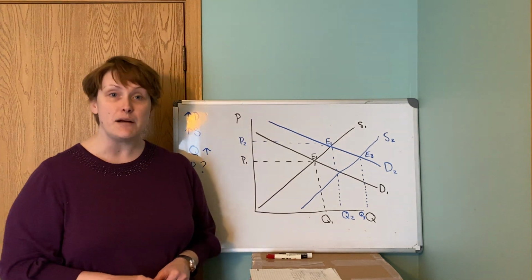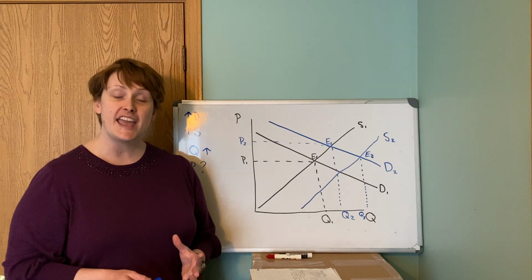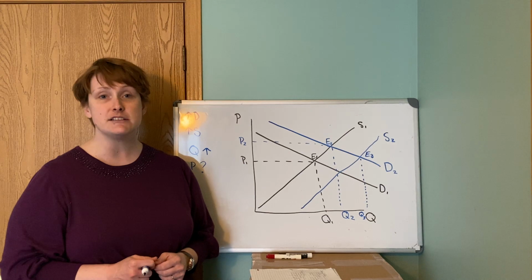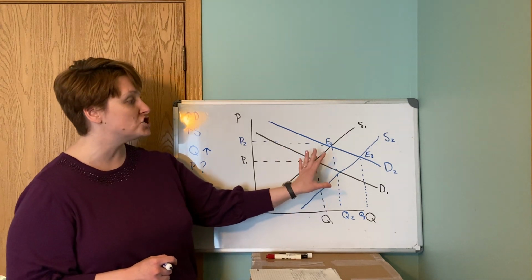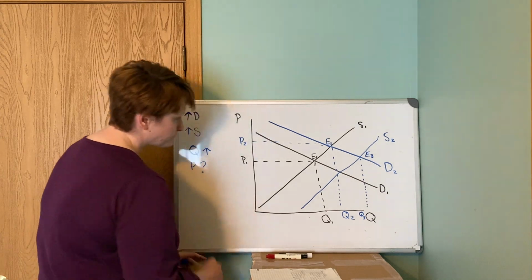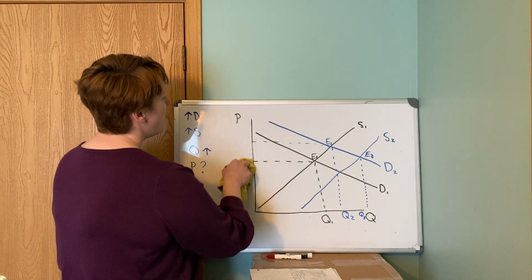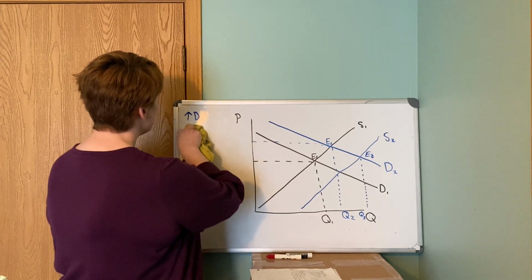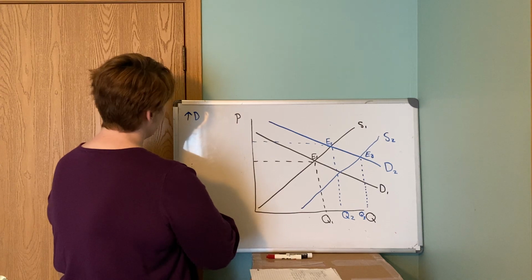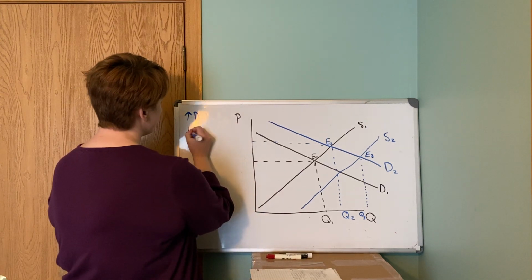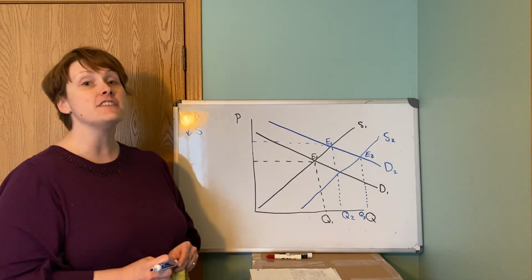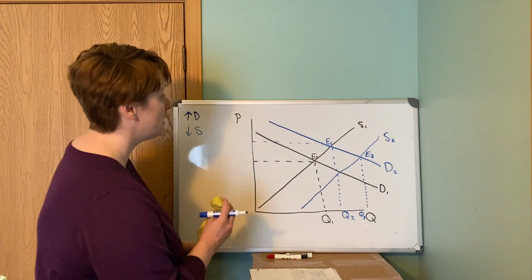This is our first example. We're going to walk through 3 more cases so that you can understand the mechanics of this and see how these factors are going to influence our change in equilibrium. So our next situation is an increase in demand and a decrease in supply. We want to know what happens to the combined effect on equilibrium price and quantity.